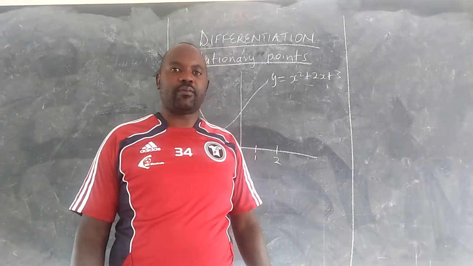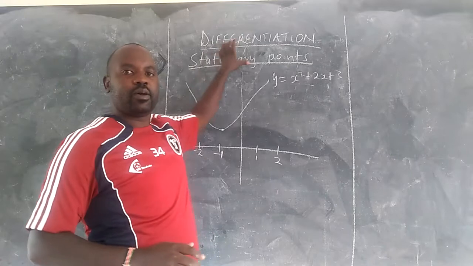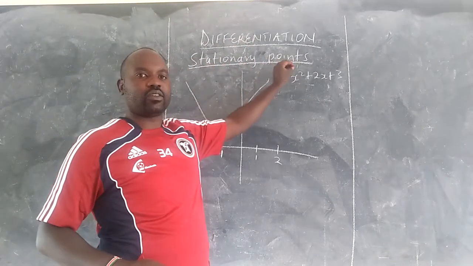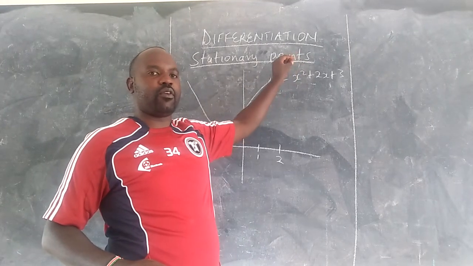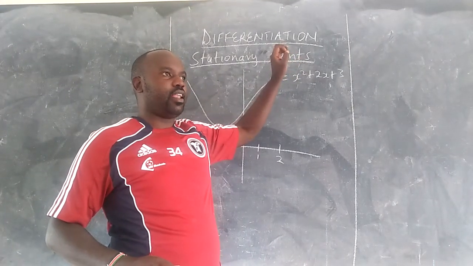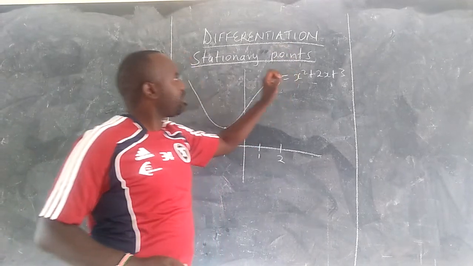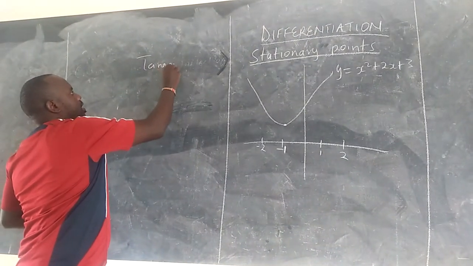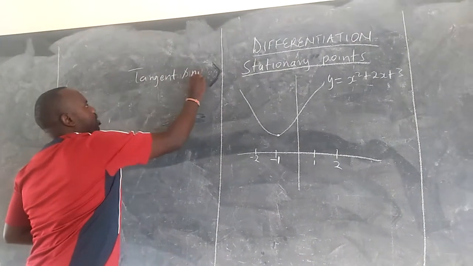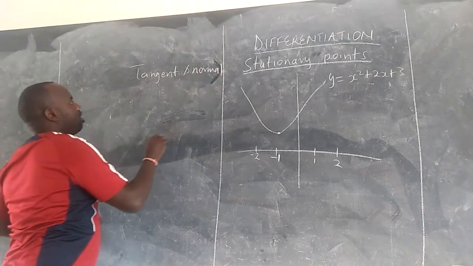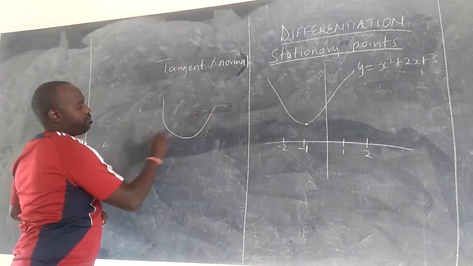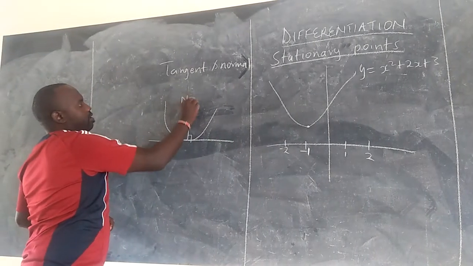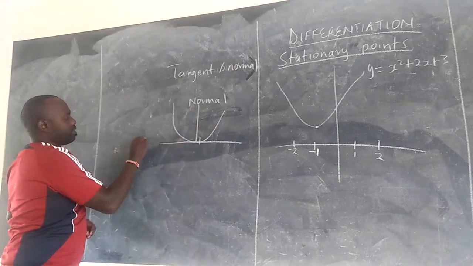Students, we are proceeding with the topic of differentiation, and today we want to look at stationary points. But before we look at stationary points, let's review the last topic on the tangent, the equation of the tangent and the normal, where we say if you have a curve, this is the normal, and this is the tangent.